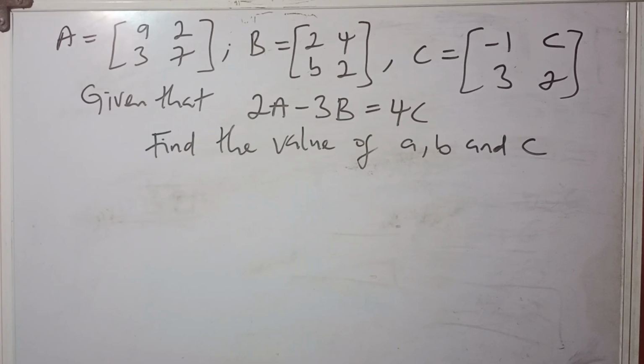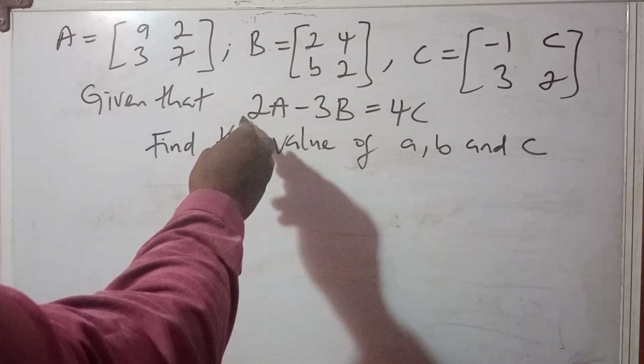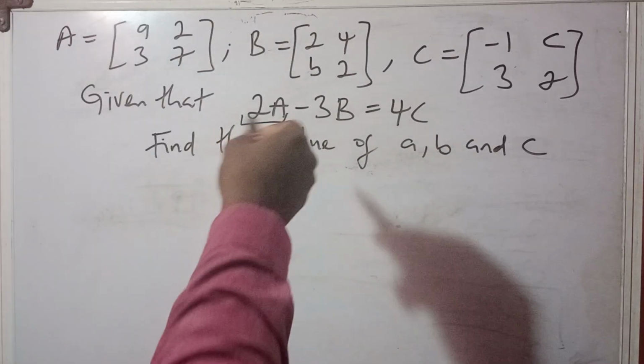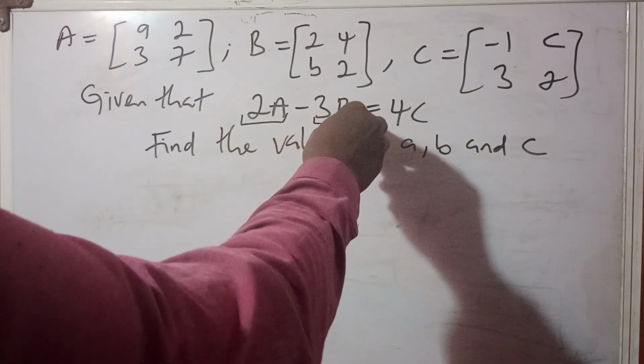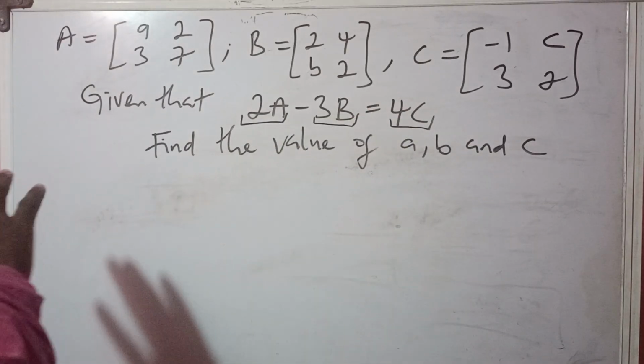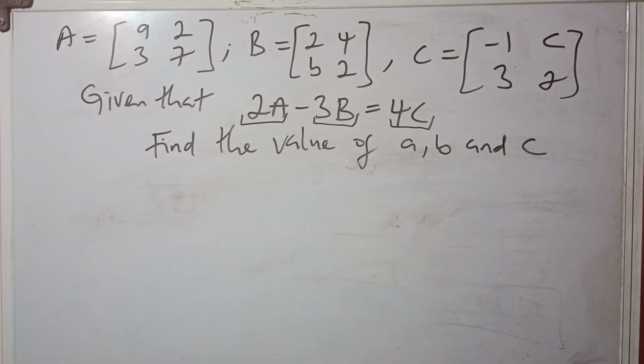Now, for this question, we'll be using a couple of aspects of matrix to get to the final solution. The first concept we have to use is scalar multiplication, because you can see right here that we are multiplying a scalar 2 with matrix A, a scalar 3 with a matrix B, and a matrix C with a scalar 4. So we first apply that, and let's see what we get from there.